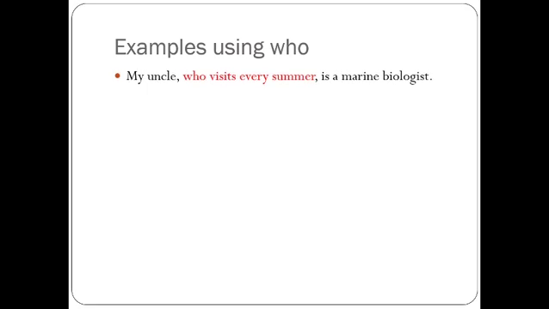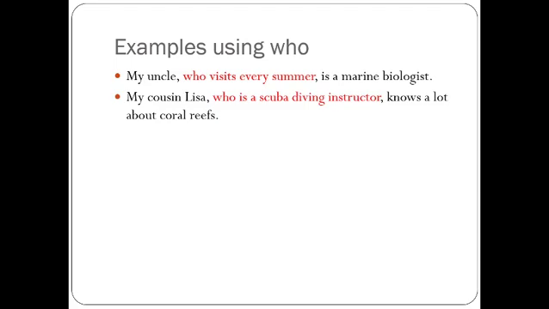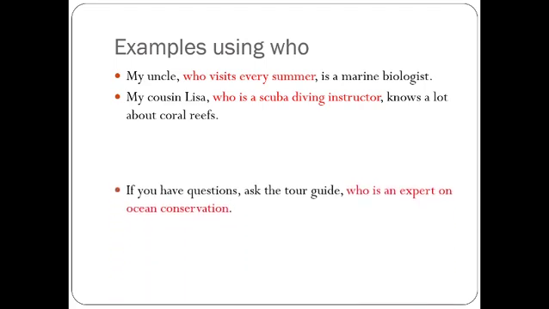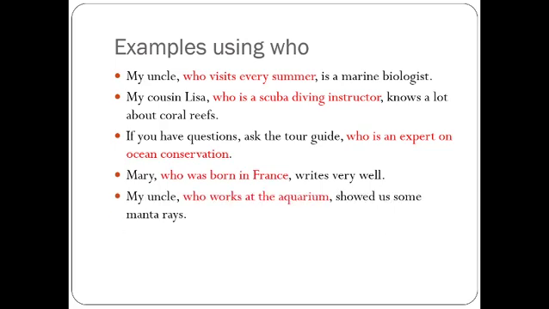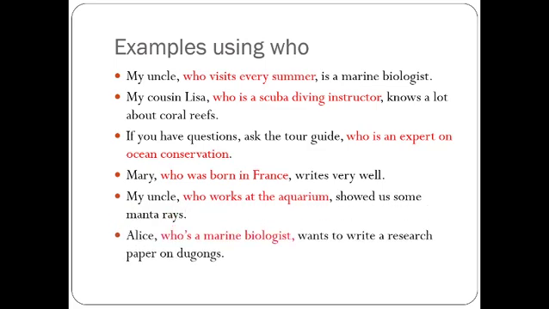Examples using who. My uncle, who visits every summer, is a marine biologist. My cousin Lisa, who is a scuba diving instructor, knows a lot about coral reefs. If you have questions, ask the tour guide, who is an expert on ocean conservation. Marie, who was born in France, writes very well. My uncle, who works at the aquarium, showed us some manta rays. Alice, who is a marine biologist, wants to write a research paper on dugongs.